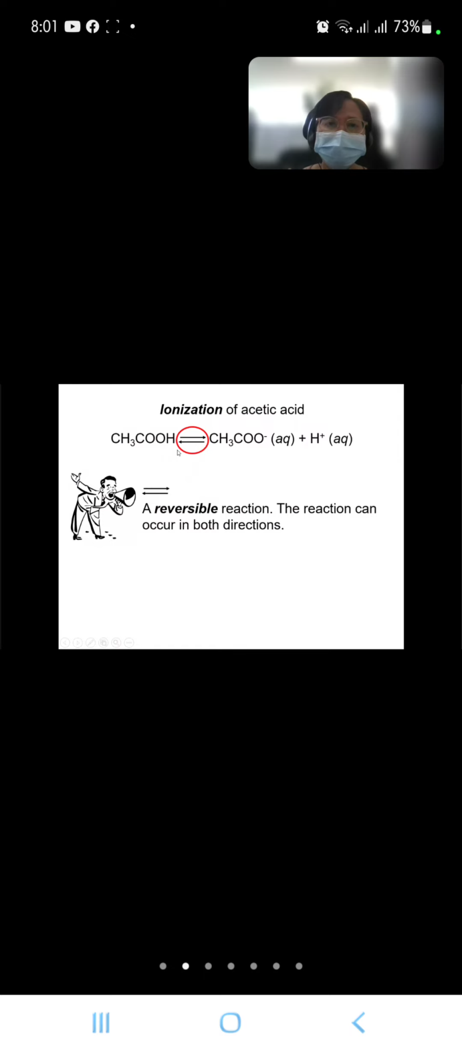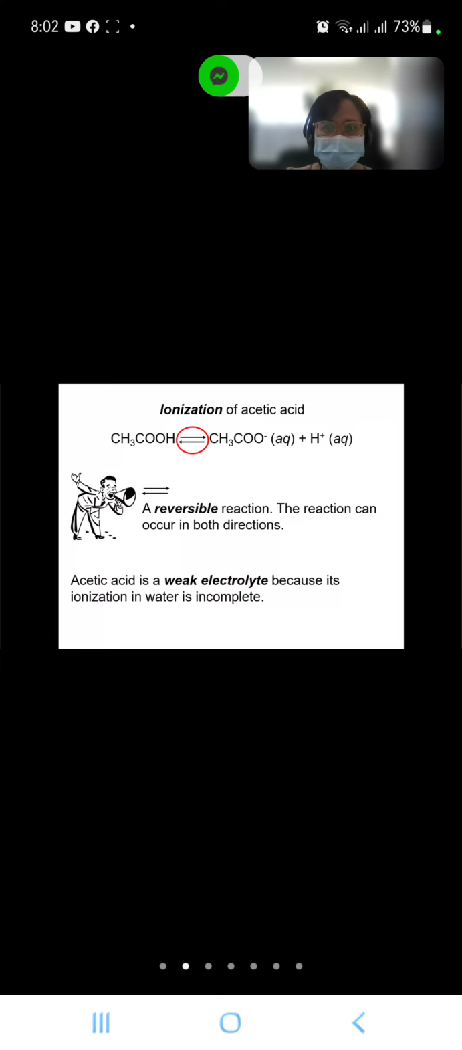For a weak electrolyte, the reaction in aqueous solution is a reversible reaction. So that's why these two arrows in opposite direction mean a reversible reaction, which means that the reaction can occur in both directions. So the ionization or the dissociation of acetic acid in water is incomplete. That's why it is a weak electrolyte.